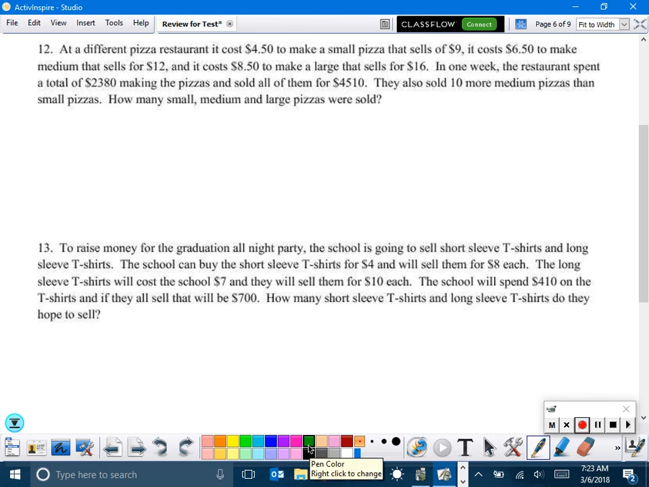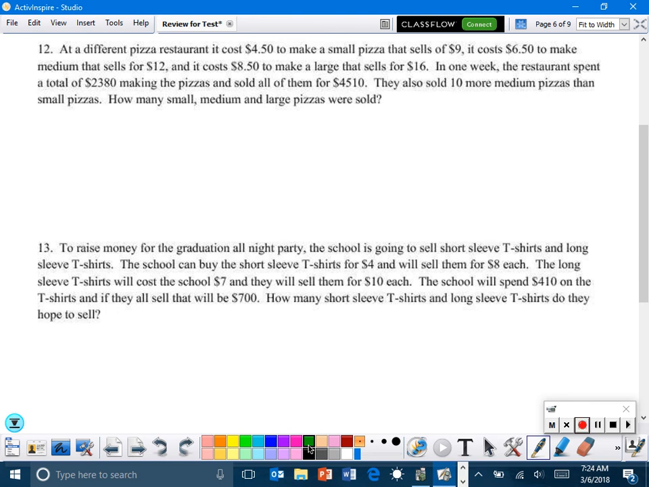At a different pizza restaurant, it costs $4.50 to make a small that sells for $9, $6.50 to make a medium that sells for $12, and $8.50 to make a large that sells for $16. In 1 week, the restaurant spent $2,380 making pizzas and sold them for $4,510. It says they also sold 10 more medium pizzas than small pizzas. How many small, medium, and large pizzas were sold?